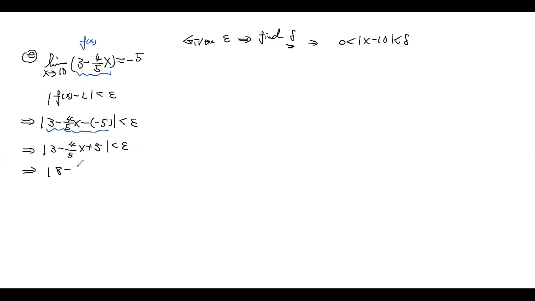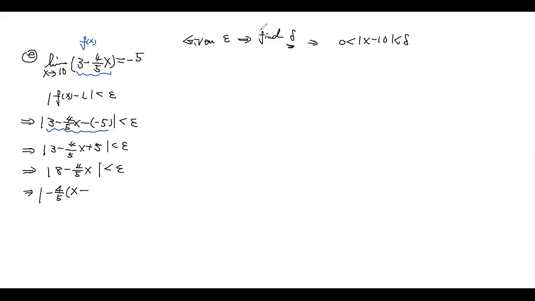So this is minus 4/5 x less than epsilon here, right? Okay, so now because we want to get x minus 10, let's see here. I'm going to take this 4/5 out. I factor 4/5 out. So what happened to this term? This term will be x, right? And what happened to this term? If you take the 4/5 out, what is the a going to become?